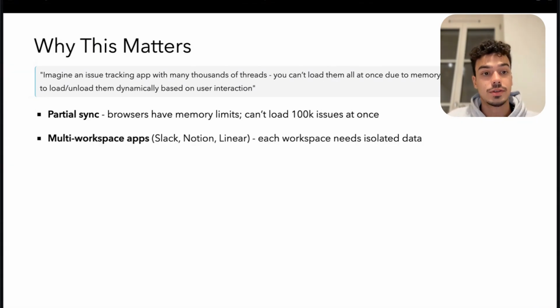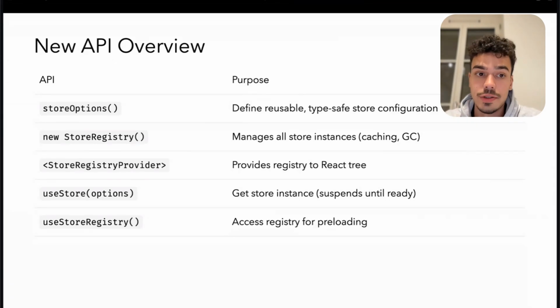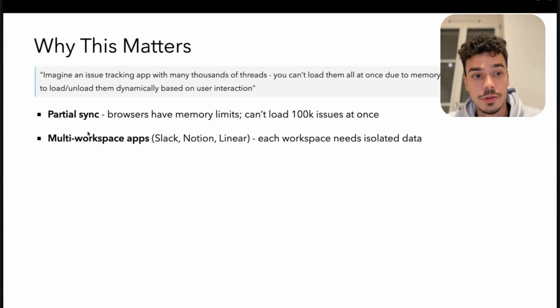And then there are also multi-workspace apps where sometimes you're logged into your team workspace, then your open source workspace, like on Slack or Notion, and you want to switch between those different workspaces and have all that data isolated between each other. And so that's why we introduced this new API. We want to allow users to be able to have multiple stores, which would help for both of these use cases. For partial synchronization, each store would be your partition of data, and it would pretty much also be the consistency boundary. And so the new API will allow for that.